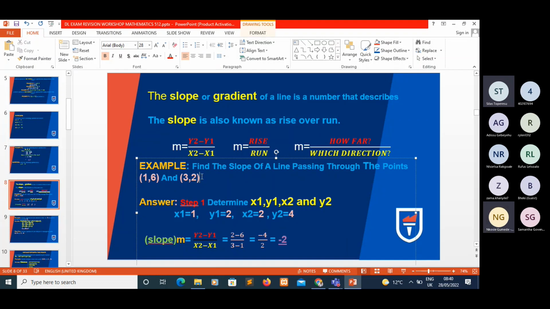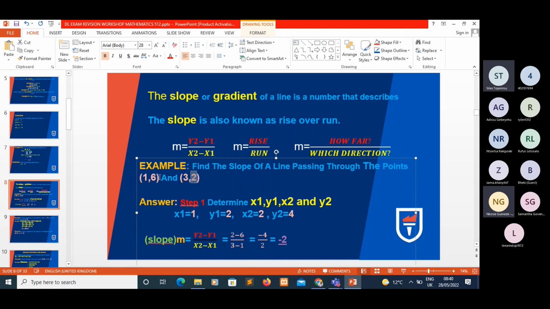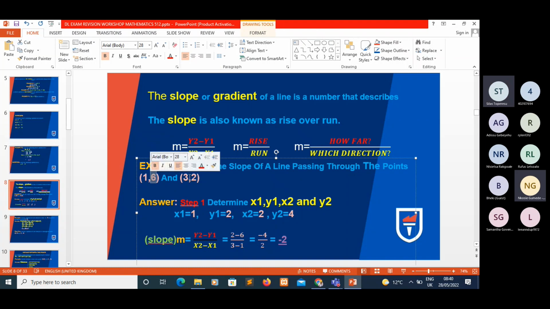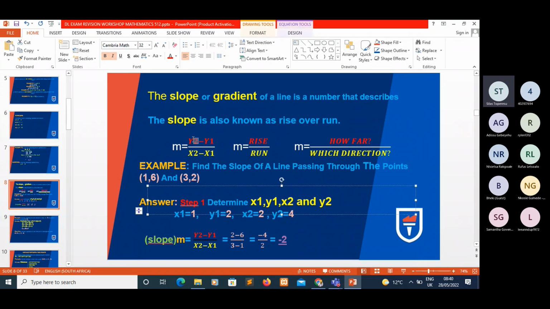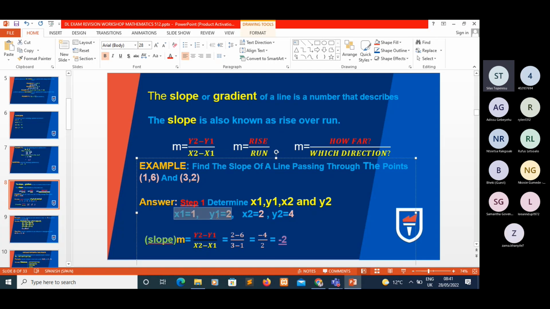You choose which one you want to take as your y2, and which one you want to take as your x2, okay? So, for example, if I take this one as my first point, and this one is my second point, which means this one becomes my y2, and this one becomes my y1, and this one becomes my x2, and this one becomes my x1. So when I'm calculating my slope, I simply use this concept, which means in place of y2, I'm taking the value of y on my second coordinate.